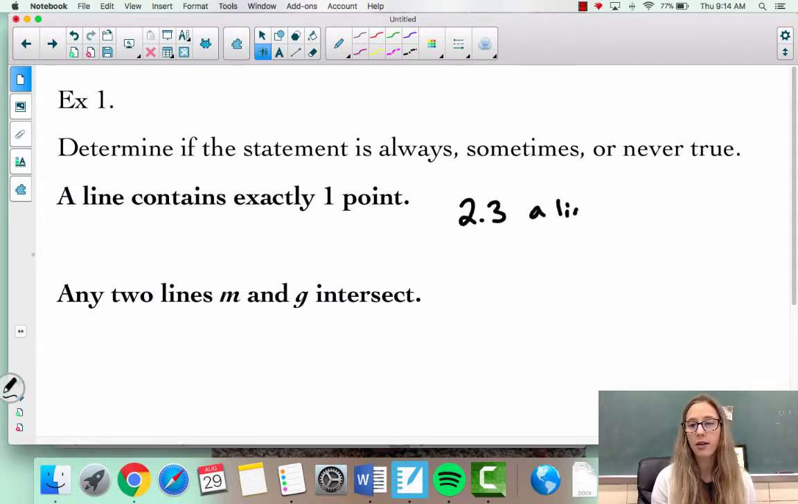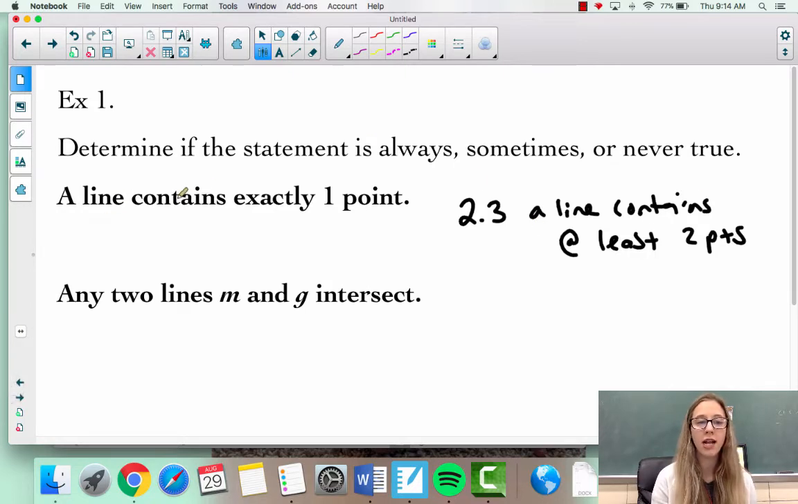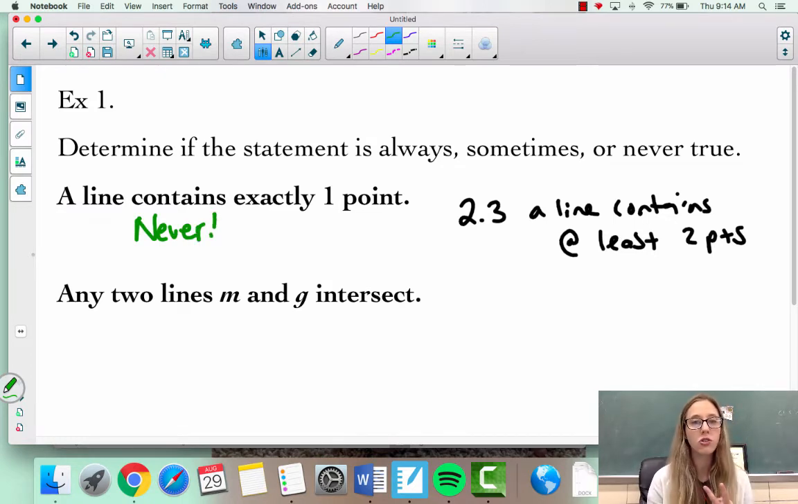So a line contains at least 2 points. And so based on that information, if it says a line contains exactly 1 point, that would never be true because it has to have at least 2 in order to be on a line.